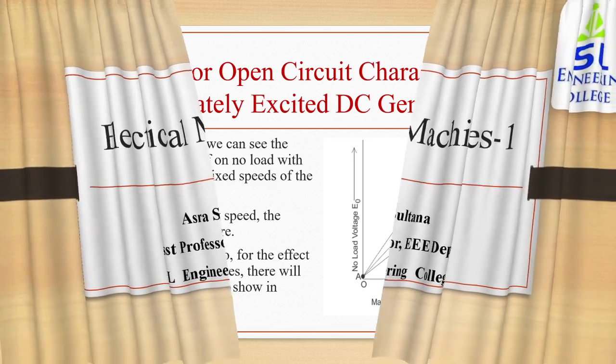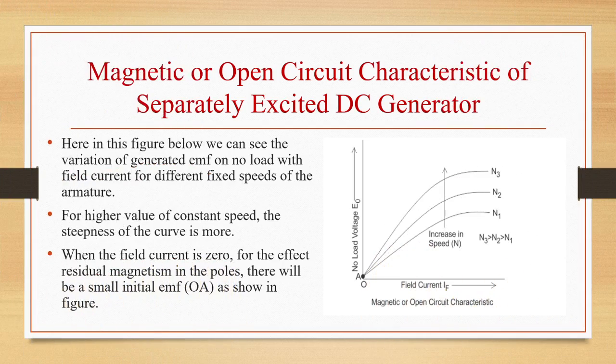OCC characteristics, or open circuit characteristics, or magnetic or no load characteristics of a separately excited generator. In this figure we can see the variation of generated EMF at no load with respect to field current, and we are seeing this for different speeds. On the x-axis we take field current, on the y-axis E naught, the no load voltage, and this is the open circuit characteristic curve for a separately excited generator at different speeds.